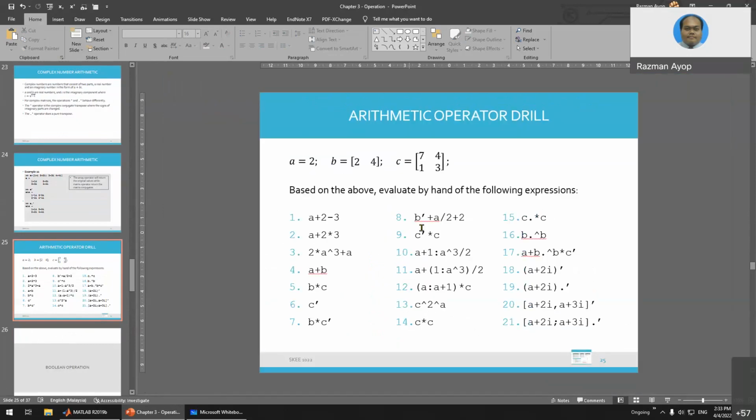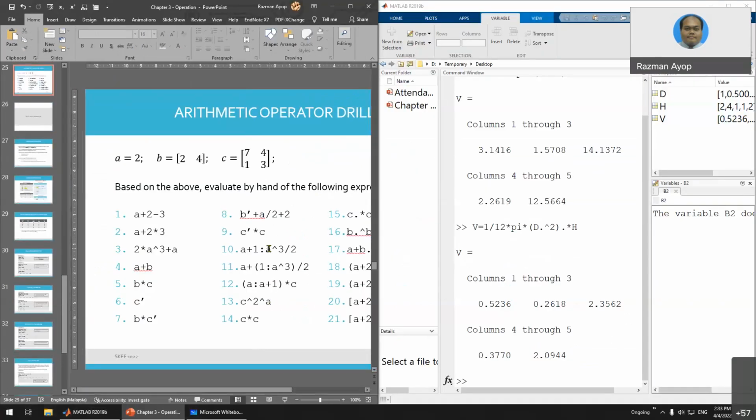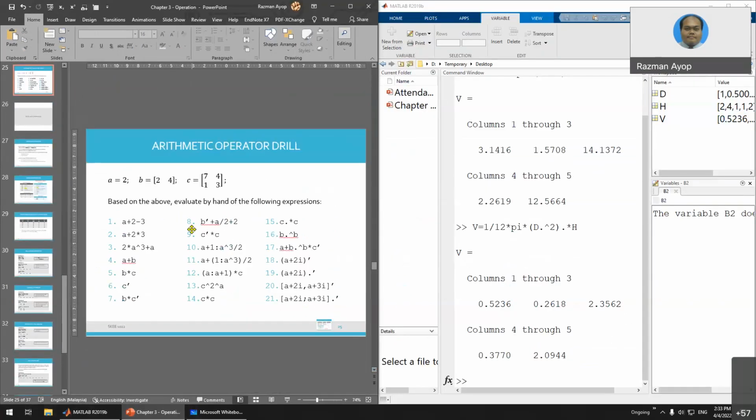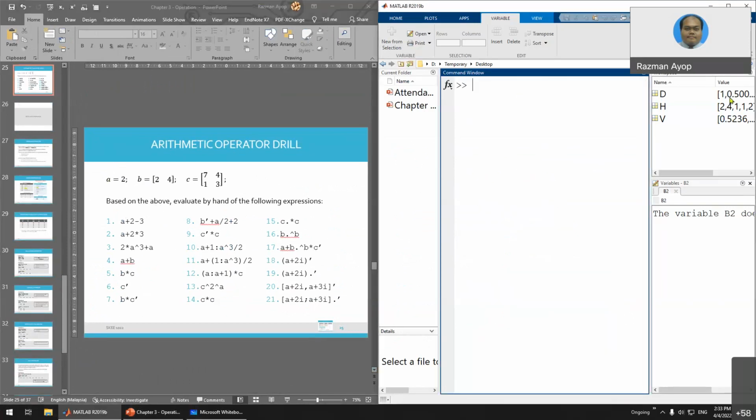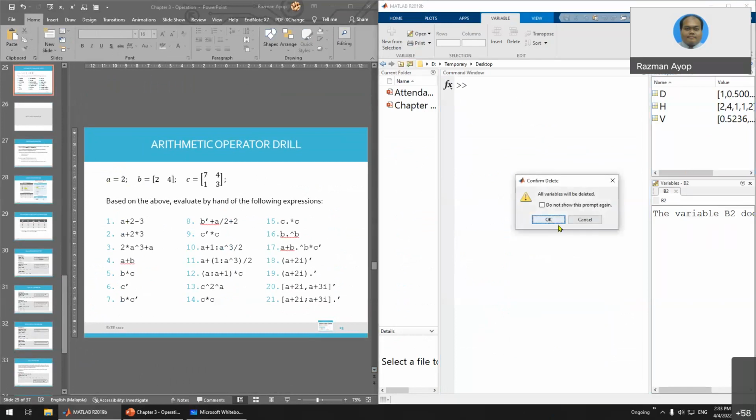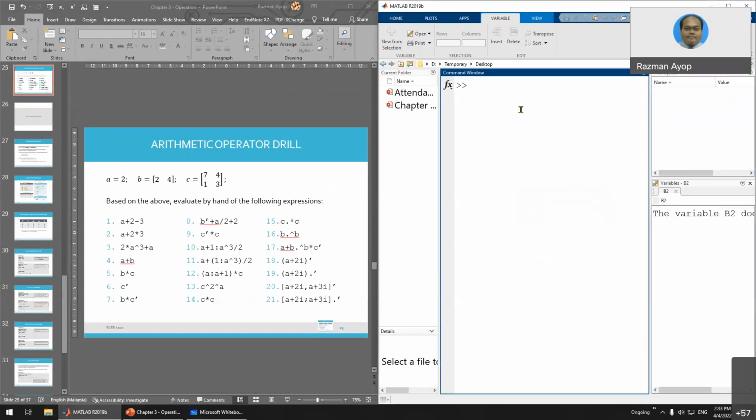Okay, so we continue with some examples here. For the coding, no need to worry because you can just copy it. Let me clear this first. Always clear your workspace. So A is equal to 2, B is equal to 2 and 4, and C is equal to 7 4 semicolon 1 3.